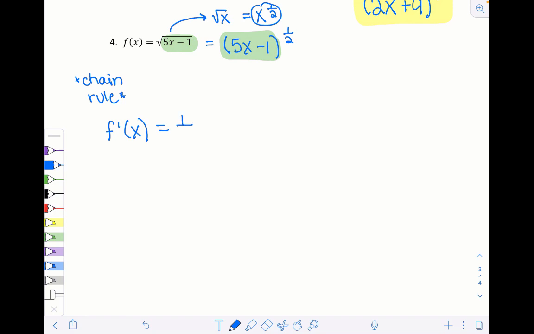So that's going to be to bring down the 1/2, and normally it's just an x, but now for our problem, the x is instead 5x minus 1. And then the new exponent is going to be 1/2 minus 1. And now this is when we need to apply the chain rule. The last step is to multiply by the derivative of the inside.